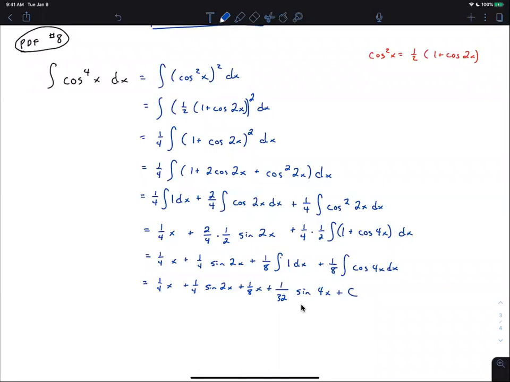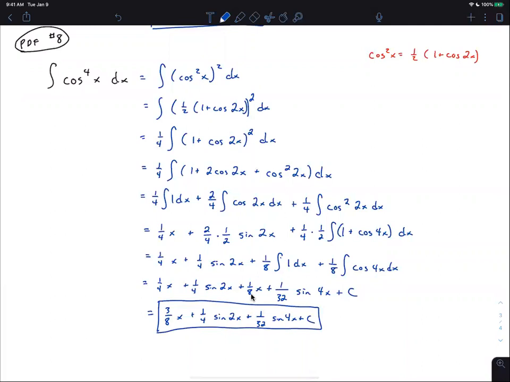Okay. And now the only other thing we really should do is combine 1/4 x plus 1/8 x. That's 3x over 8 or 3/8 x, just by getting a common denominator, but that is then the answer to this. Okay. Questions?